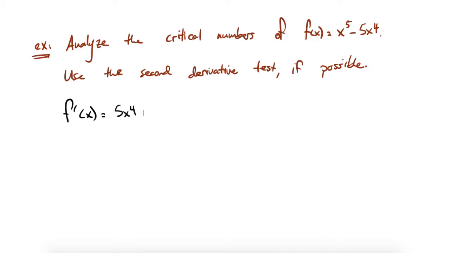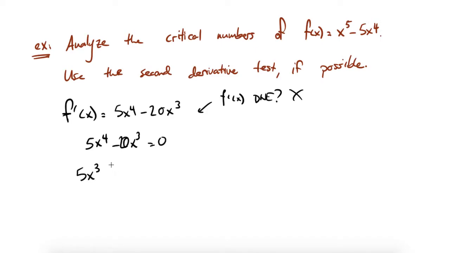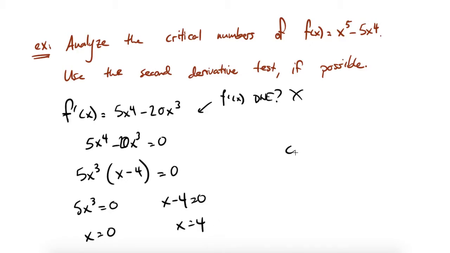So first derivative is 5x to the fourth minus 20x cubed. Critical numbers are things that make the first derivative undefined or 0. So is this ever undefined? No, it's polynomial. Again, I'm sticking with something sort of simple because we're just trying to get a feel for the concept. So what we're going to do is take this polynomial, set it equal to 0, and solve. So in this case, I can factor out 5x cubed, leaving me with x minus 4. So then 5x cubed is equal to 0, x minus 4 is equal to 0. This gives me x equals 0. This gives me x equals 4. So my critical numbers are x equals 0, x equals 4.